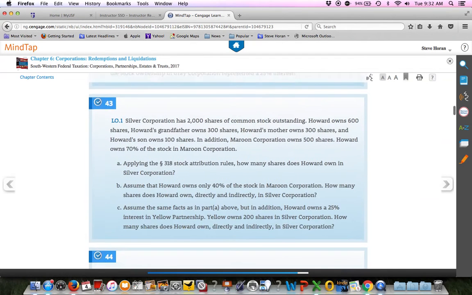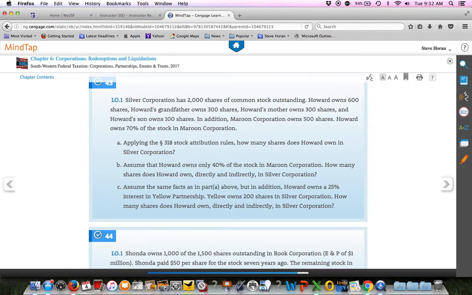Okay, one more, question 43. Silver Corp has 2,000 shares of common stock outstanding. Howard owns 600 shares. Howard's grandfather owns 300 shares, his mother owns 300 shares, and his son owns 100 shares. In addition, Maroon Corp owns 500 shares. Howard owns 70% of Maroon Corp. Letter A, applying Section 318 stock attribution rules, how many shares does Howard own in Silver Corporation?